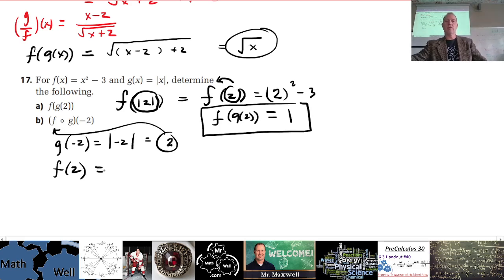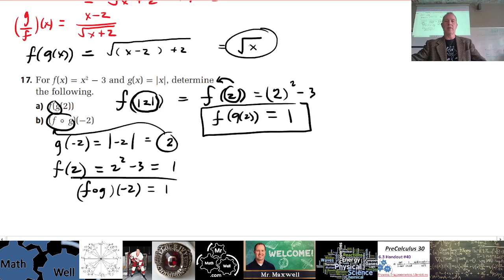So f of 2 is 2 squared minus 3, also equal to 1. So f circle g is, as a matter of fact, just another way of writing this. Although these have different values inside, they still do turn out to be the same value, though, because of the absolute value. All right, any other questions about that one?